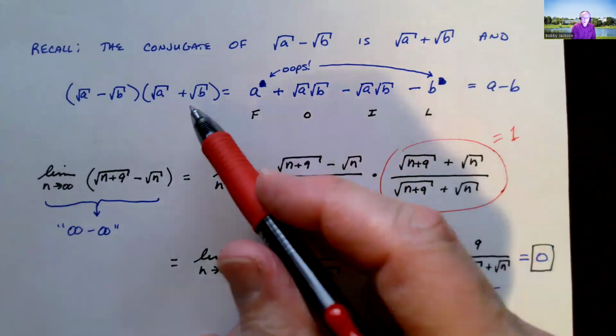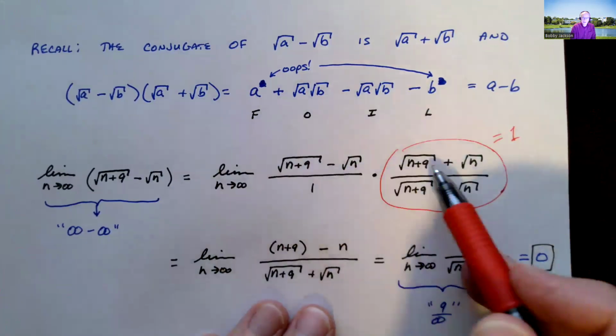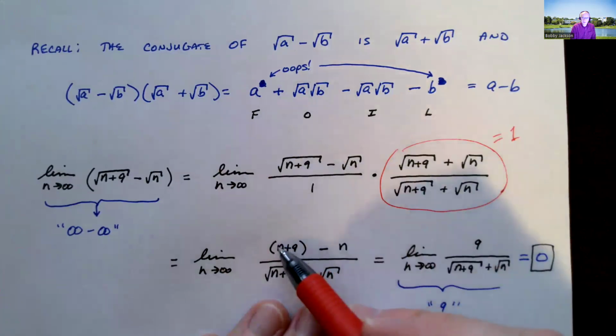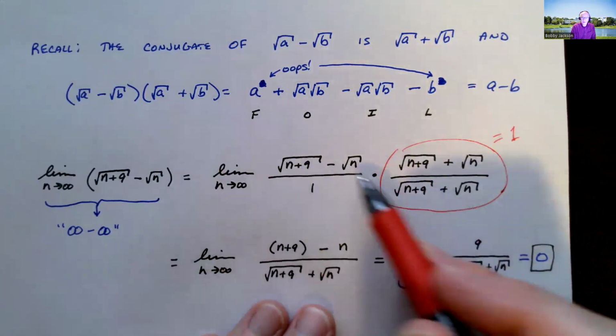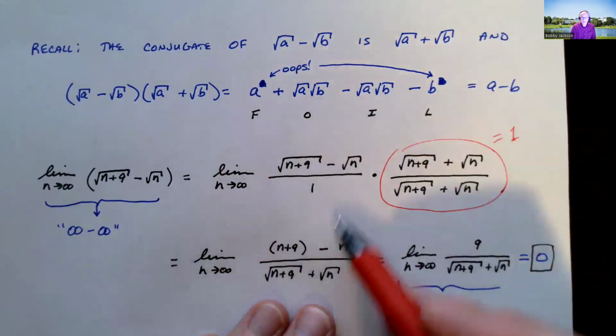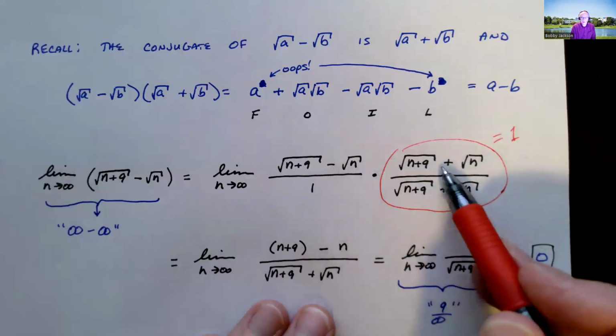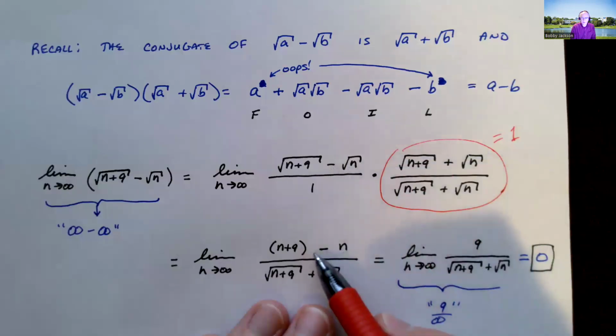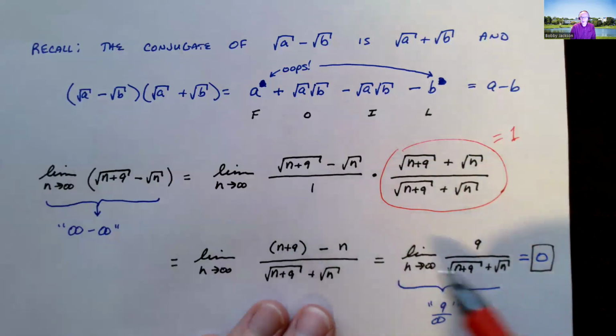But now using what we talked about here, when we multiply these together, the first times first gives me just an n plus 9. The outer and inner will be opposites. They'll cancel to 0. And negative the square root of n times positive square root of n is negative n. Simplify up top, and that just becomes 9.